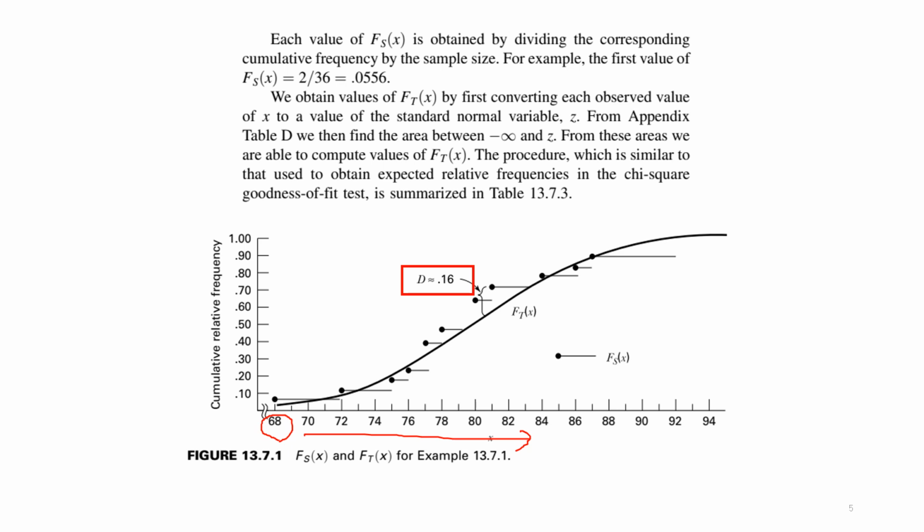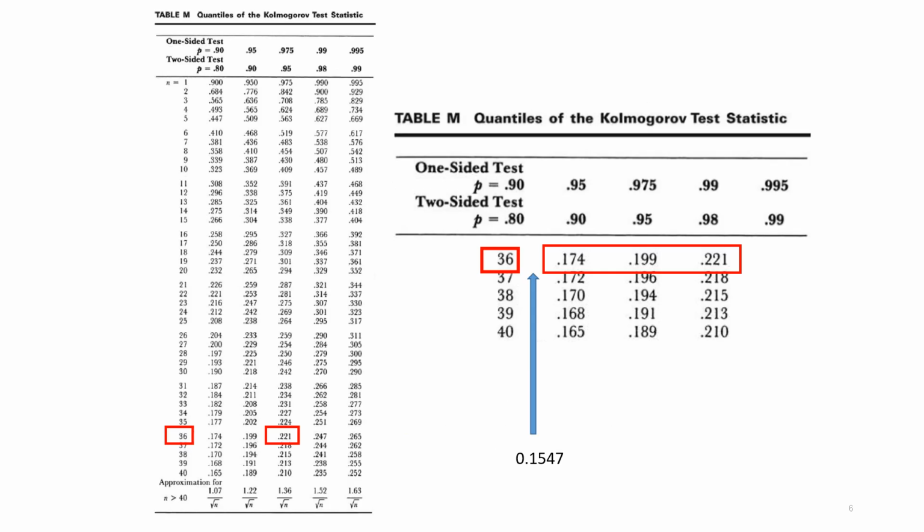Then we move to the next slide. So what is table M? Table M looks like this. The headings of this table are one side test and two side test. Sometimes we conduct a one side test and sometimes a two side test, and the probabilities lie here. Then where is the sample size of 36? Here, the sample size is 36, and here the value is.